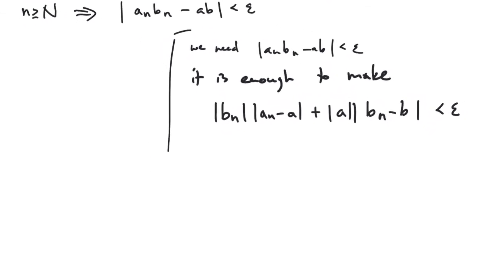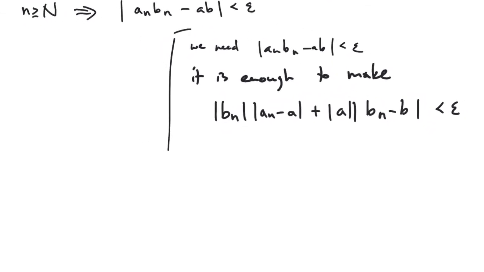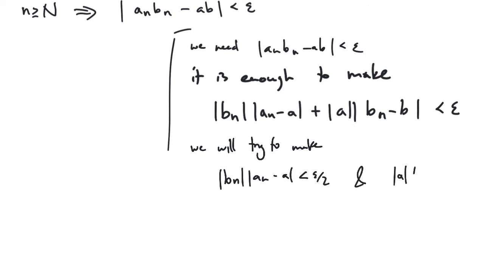All right. But now, this is another thing which perhaps you remember from last time. If you have two things added together and you want them to be less than epsilon, you do what we like to call the epsilon over 2 trick. So I'll try to make |bn| |an minus a| less than epsilon over 2, and |a| |bn minus b| less than epsilon over 2. I have two things adding up. They have to be less than epsilon, so it's good enough to make each of the two things less than epsilon over 2. This is the epsilon over 2 trick.